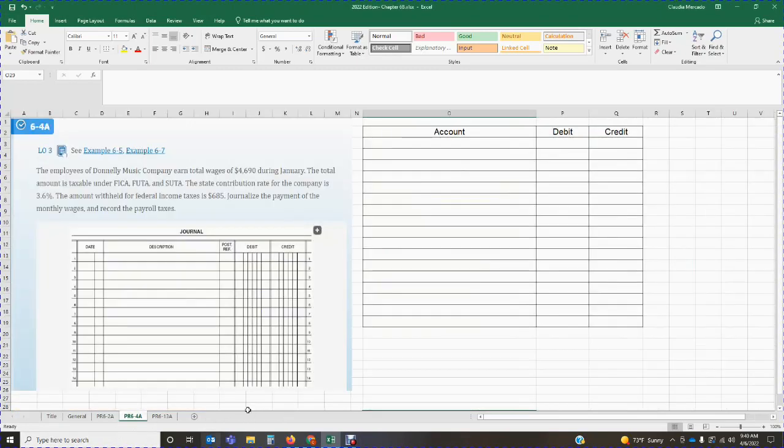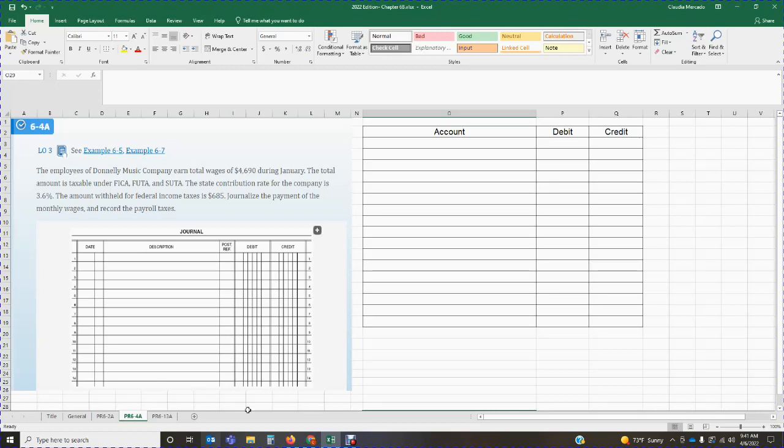In this problem, we're going to once again practice journalizing the payment of the wages as well as recording the payroll taxes. We've already covered some of these problems before, but it is very important that we understand how to journalize both the payment of wages and the payroll taxes, okay? So, this problem reads as follows.